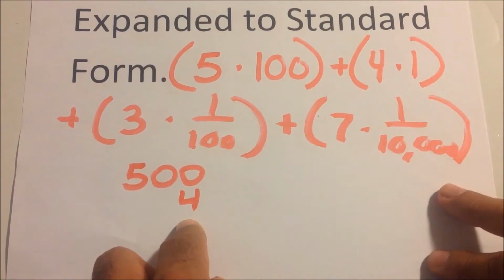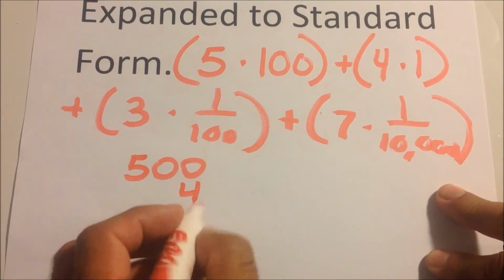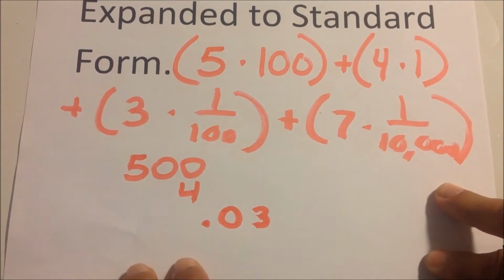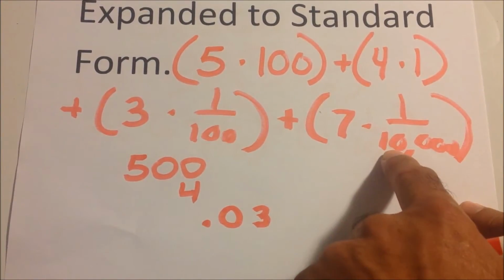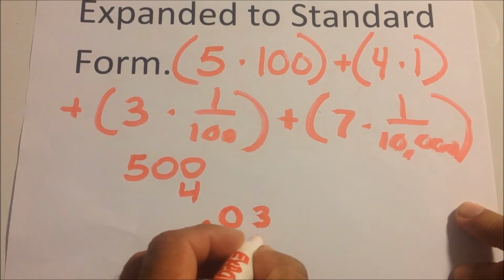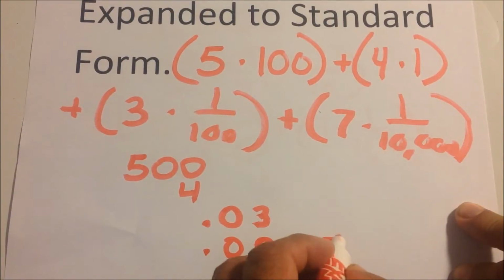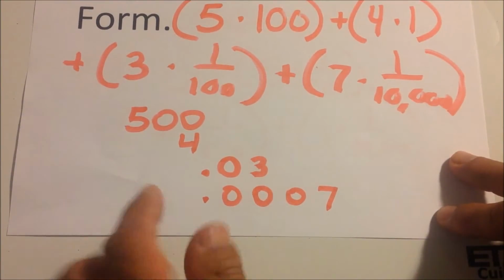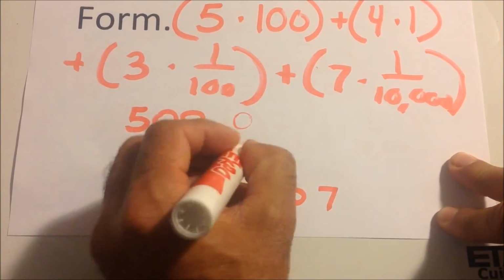But let's just make a list. 3 times 100th means it's in the 100th place. So the 100th place is there. See how I'm making my list? And the last one, we have not the thousands, but 10,000s. So you have to put a 7 in the 10,000s. Right? That's 10th, 100th, 1,000, 10,000th. So there's our list. So just put them all together. Remember, if it's 500, it's 500.0. So you want to put that 0 there to help you.